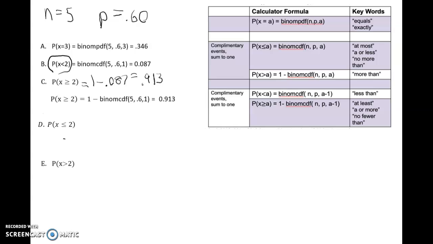Pause the video and find the probability that X is less than or equal to 2 and the probability that X is greater than 2. And then unpause the video to check your answers. Here are the answers. For part D, the probability that X is less than or equal to 2 is 0.317. And for part E, the probability that X is greater than 2 is 0.683. Note that this is the required work if you had a problem like this on an assignment.